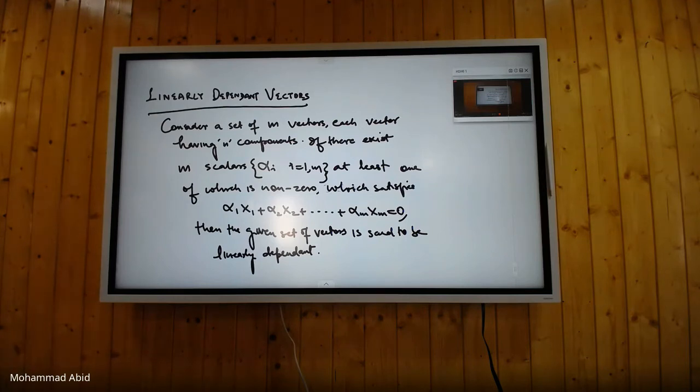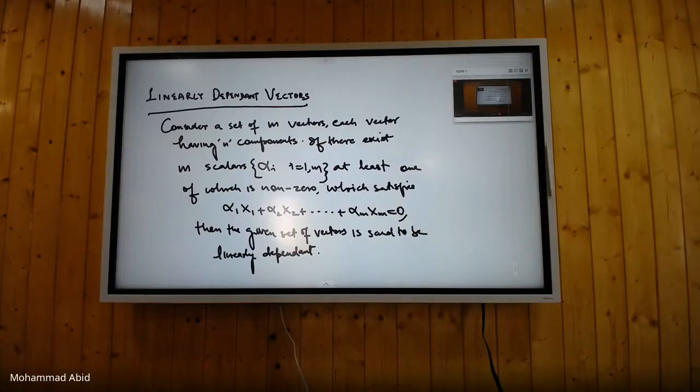If you can find at least one non-zero solution to this alpha, then the given set of vectors will be linearly dependent. In other words, a non-zero solution actually means that you will be able to get some vectors as the linear combination of other vectors, which actually tells you that this set of vectors is linearly dependent. Is that clear? Clear to all? Yes, sir. The definition of linearly dependent vectors.